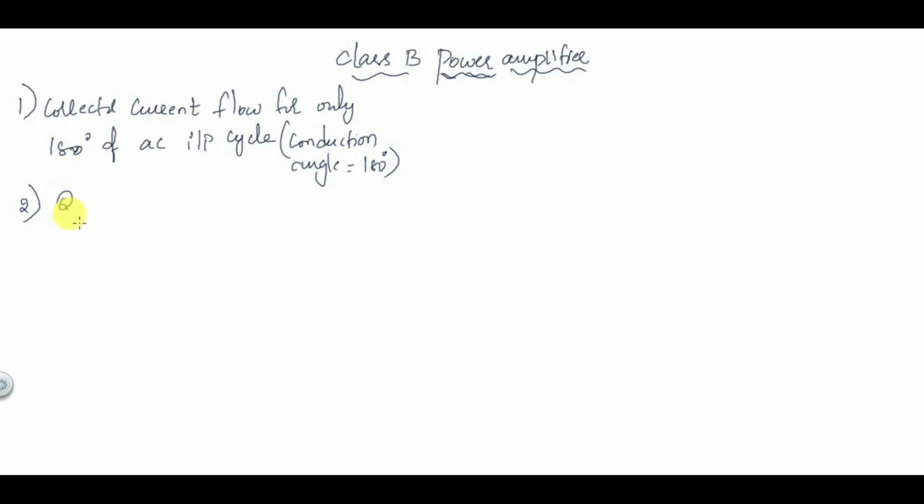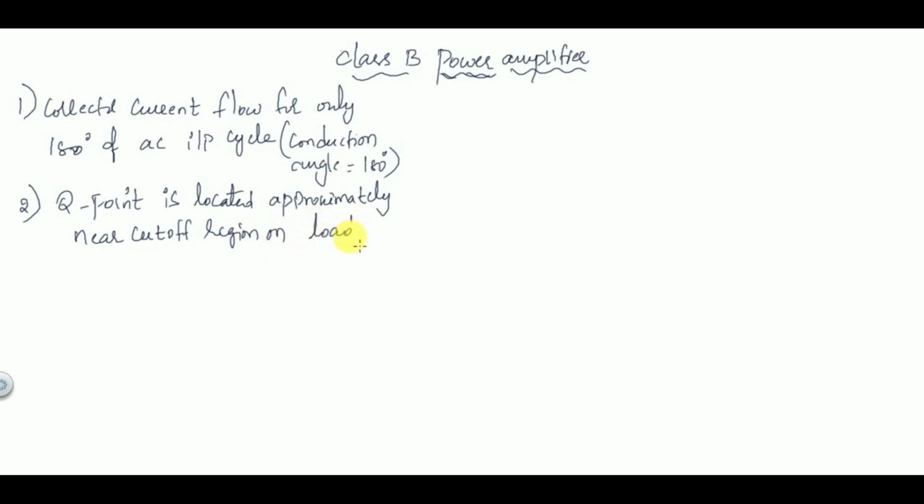So Q point in the case of class B power amplifier is located approximately near cutoff region on the load line. Okay, so it is located near the cutoff region on the load line. Okay, so this is same in the case of both AC and DC cycles.